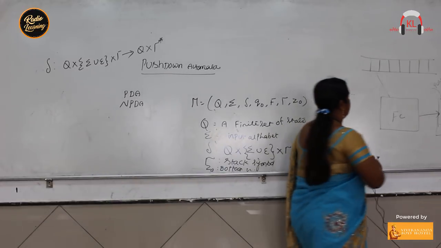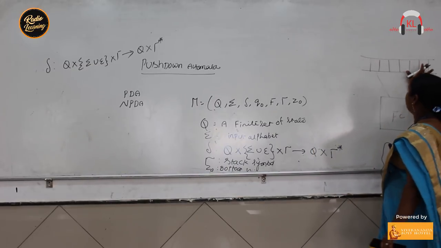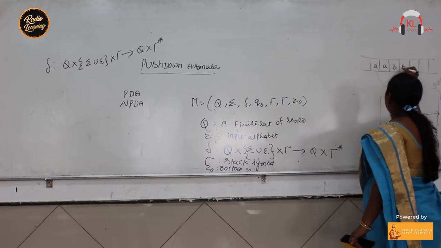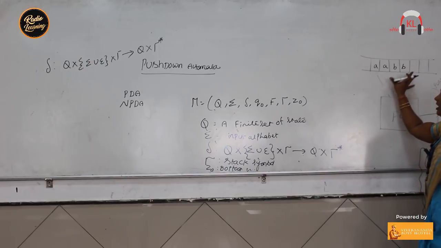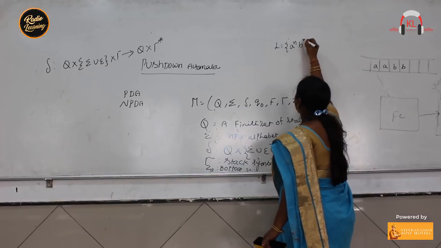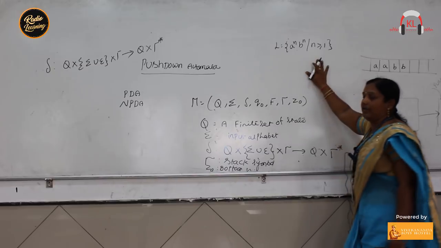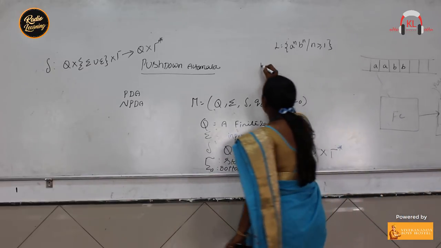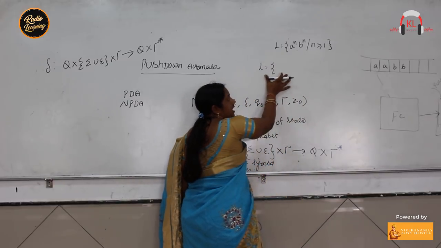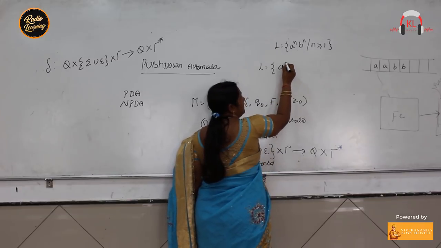Whenever you are reading an input from the given tape, suppose in my input tape I have the string A, A, B, B. This string belongs to the given language, L equal to A power N, B power N, such that N greater than or equal to 1. What strings can I get in this language? Initially I take N value 1, and the string will be AB.